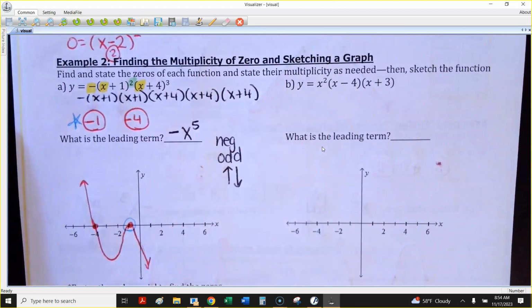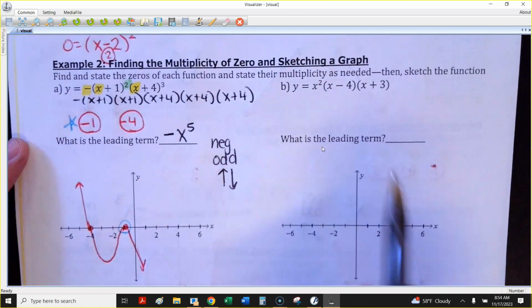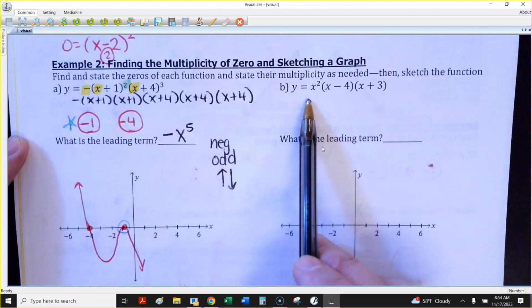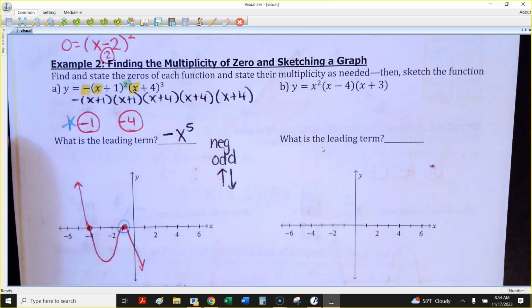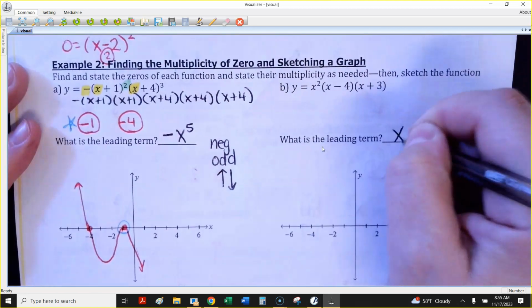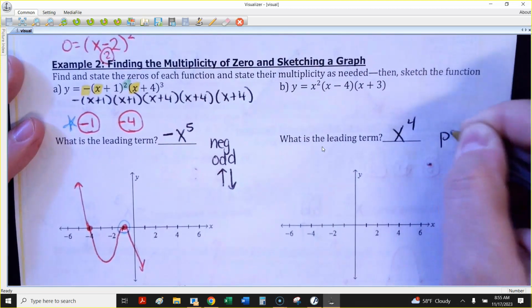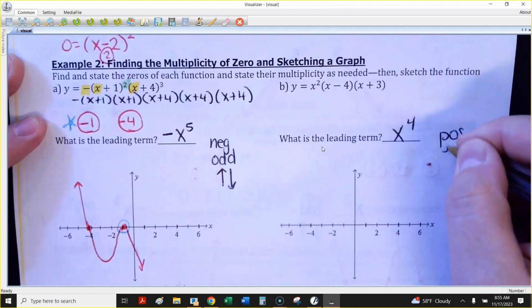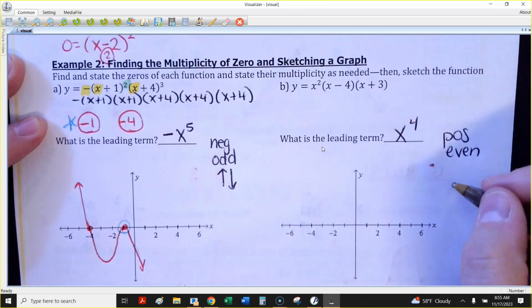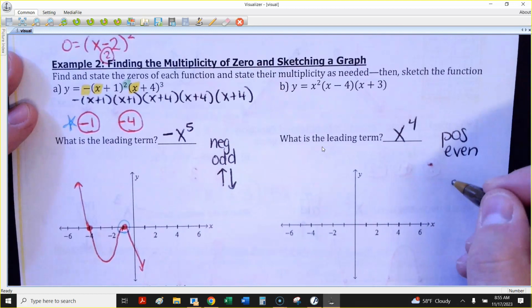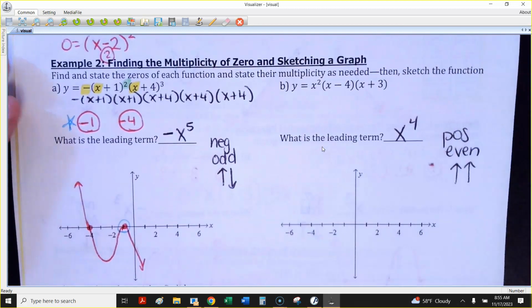Can anybody tell me what my leading term would be? I've got x squared, x minus 4, and x plus 3. If we multiplied that all out, what would the first term be if we wrote it in standard form? Heck yeah, x to the 4th. All right, so nothing is making that negative, so this is positive. The 4 is even. If it's even, both ends go the same direction. If it's positive, they're both going to go up.